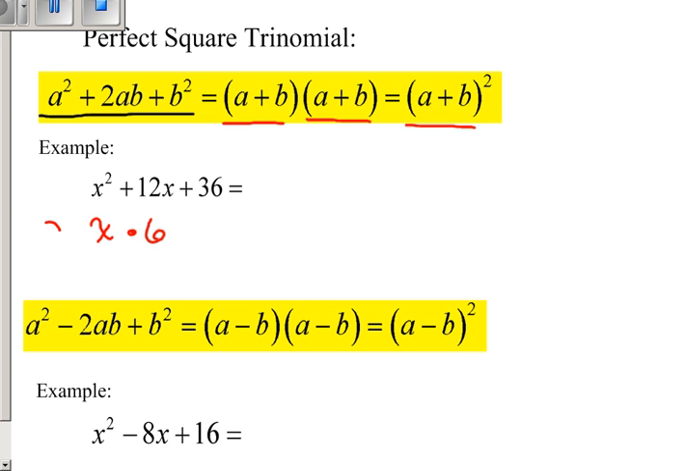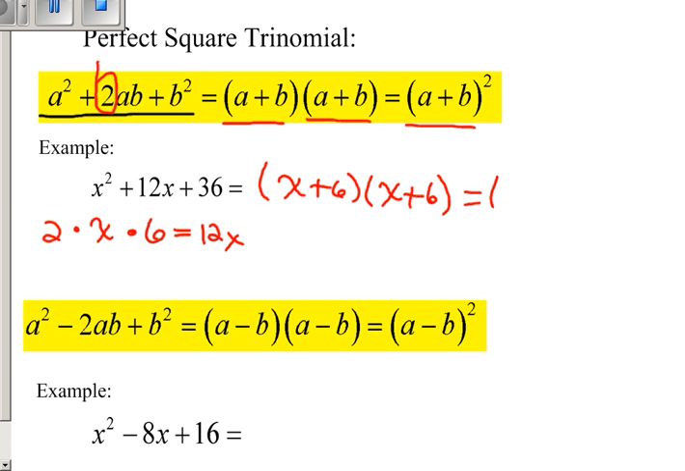Is 2, and notice the 2 is in my pattern, times x times 6, is that 12x, my middle term? It is. Since it fits the pattern, I can say that this is a perfect square trinomial, and I can say my answer is the first term plus the second term times the same thing, the first term plus the second term, which is the same as x plus 6 quantity squared.